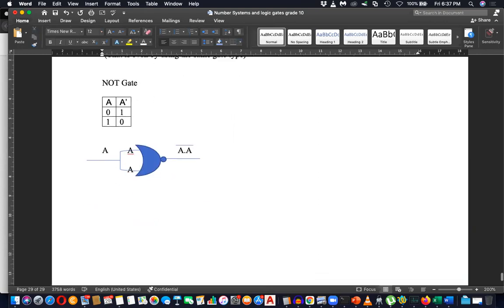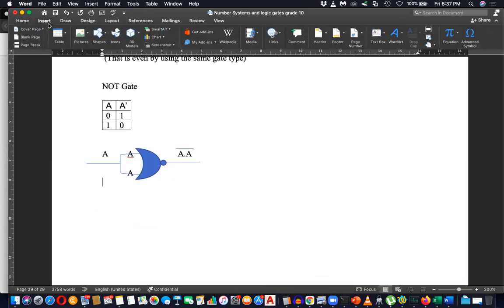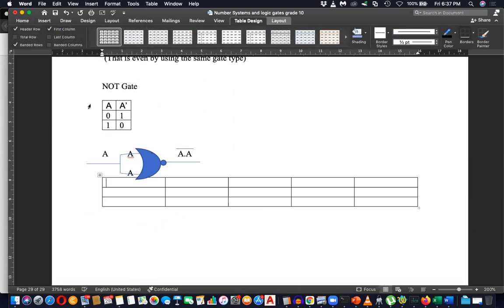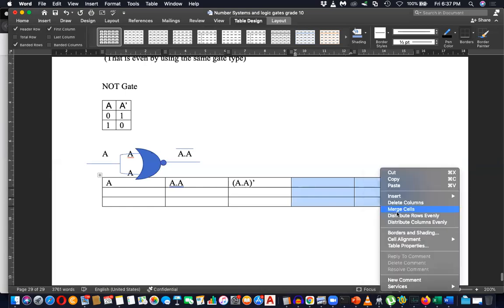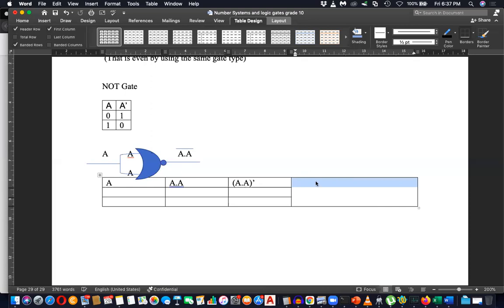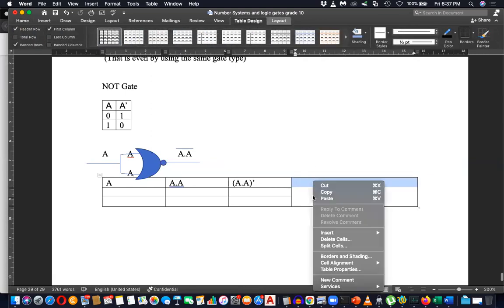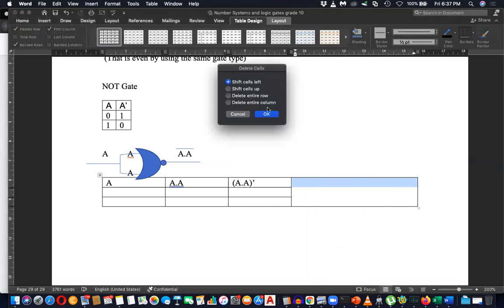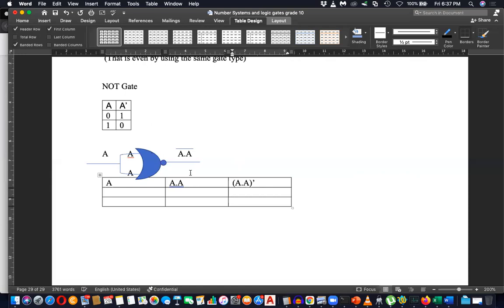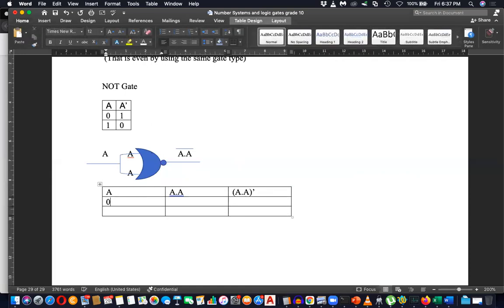Then let's draw the truth table again. You have A, A or A, and A or A NOT. Okay, can you tell me the values? So what are the values? If A is 0, what is A or A? A is 0, what is A or A, Ravindu?